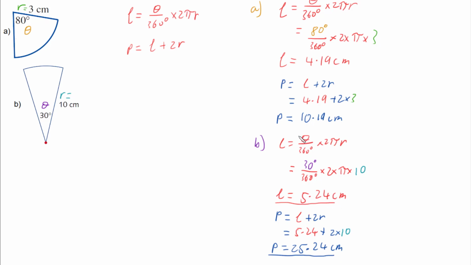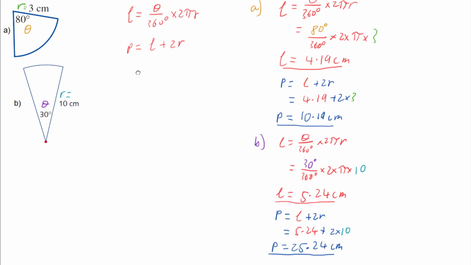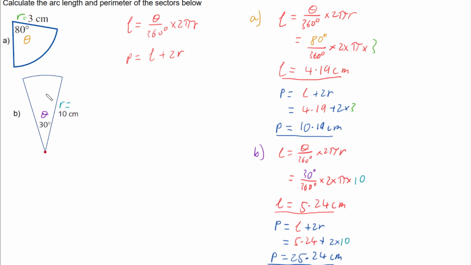So to get the arc length, we use this rule, angle on 360 degrees times 2 pi the radius, and then to get the perimeter, we add that arc length on, and also the 2 radiuses that make up the sector. The important thing to keep remembering is that the angle is always the angle on the inside of the sector. So it's always on the inside.